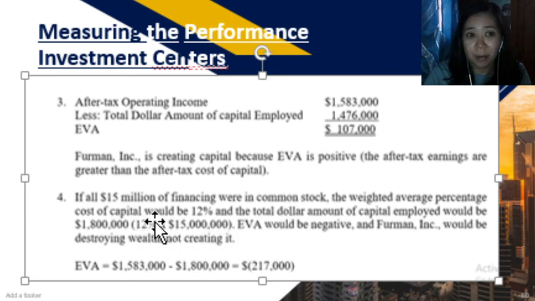What if all 15 million of financing were from common stock? Of course, there will be changes. Here, we will multiply 12% with the total 15 million. That's our weighted average cost of capital. The effect, as you can see, is that it makes our EVA negative. This is because if we use only the equity source, it has no tax deductibility, unlike the debt instrument or bonds.